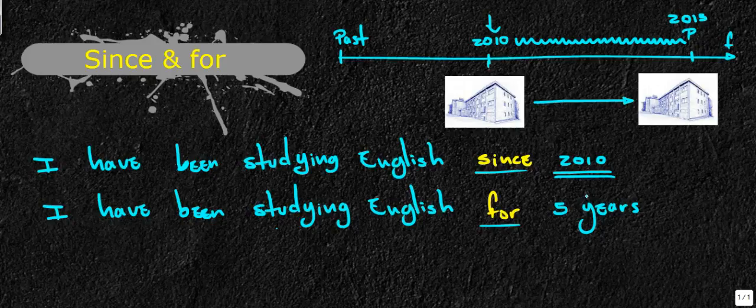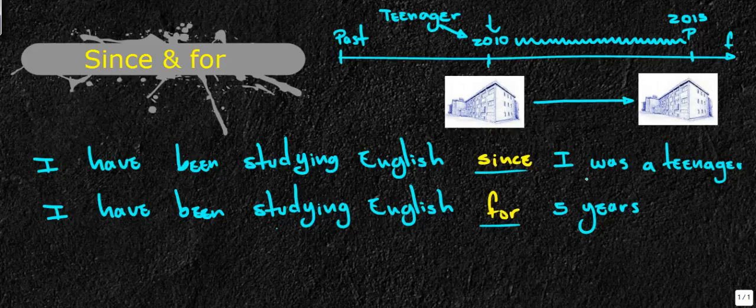There's no necessity for you to give me a date. There's not an obligation for you to give me a date. You could give me a phrase or an expression that helps me understand when the activity happened. So let's imagine that, for example, in 2010 over here, you were a teenager. Okay? So if you want, you can say, I have been studying English since I was a teenager. So you don't have to give me a date. An expression that helps me understand is sufficient.